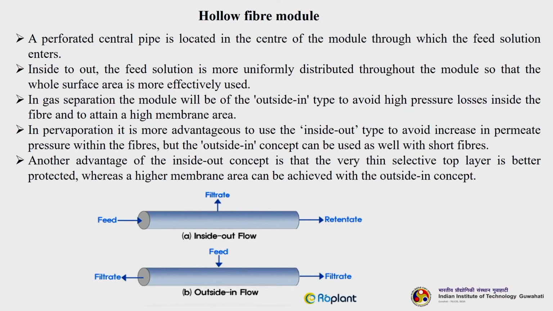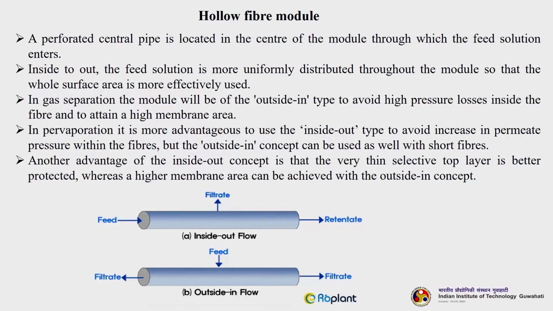Another advantage of the inside out concept is that the very thin selective top layer is protected, whereas a higher membrane area can be achieved with the outside in concept. So, if you go for an inside out concept with composite membranes, the surface layer is very thin and it should be protected, otherwise there will be wear and tear. So then inside out is better, and if you want to achieve a higher area, then outside in is better. So, there is no such thumb rule for what you are going to recommend. It all depends upon many factors.